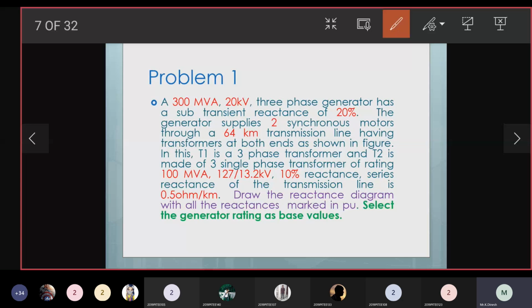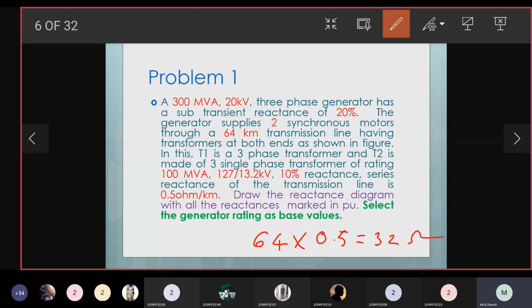But T2 is made up of 3 single phase transformers of rating 100 MVA, 127/13.2 kV, 10% reactance. Series reactance of the transmission line is 0.5 ohm per kilometer. So for 1 kilometer it is 0.5. The overall distance is 64, so 64 into 0.5 gives you 32 ohms. Clear. So 32 is your line reactance.